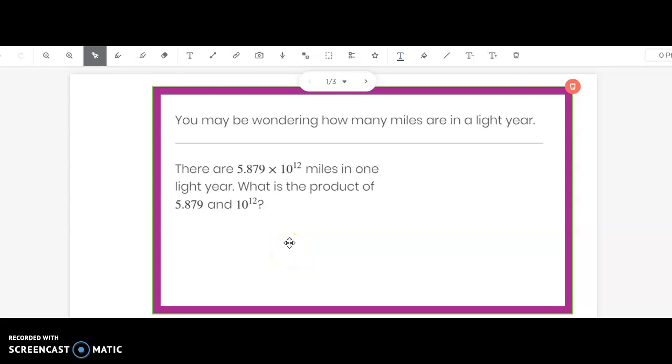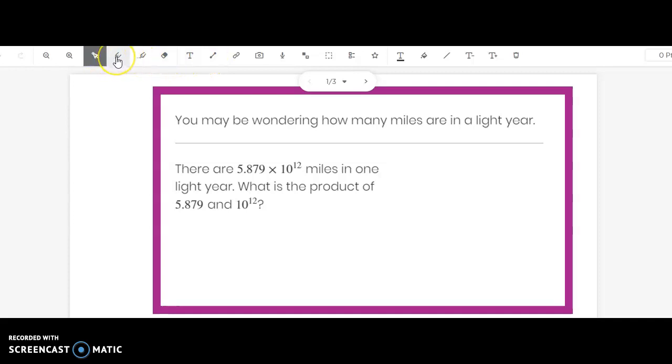Boys and girls, we're looking at your first slide today in Classkick. Let's read what it says. It says, you may be wondering how many miles are in a light year. There are 5.879 times 10 to the 12th power miles in 1 light year. What is the product of 5.879 and 10 to the 12th power?